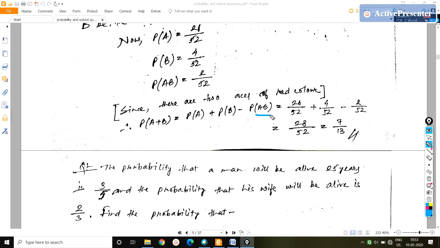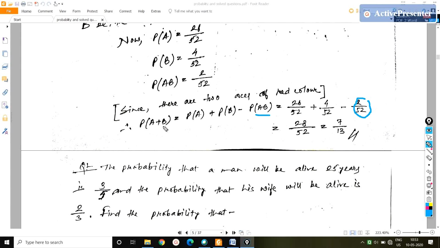So there is a possibility of getting 2 aces of red color also, that is, the probability of simultaneous occurrence of a red card as well as an ace, and that number is 2. So you have a probability of AB as 2 by 52.